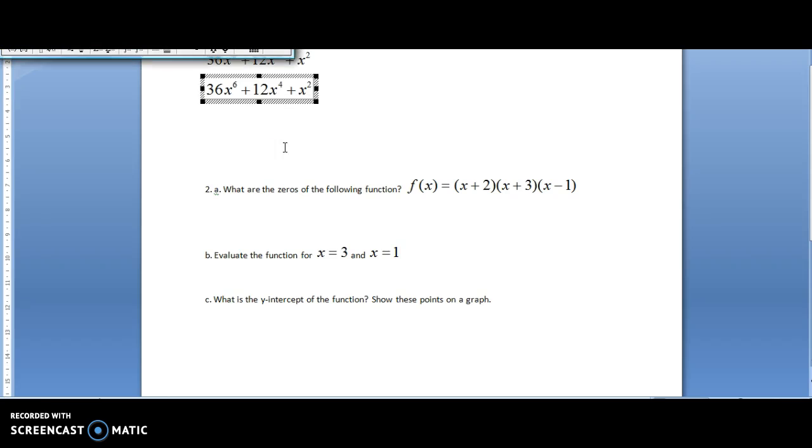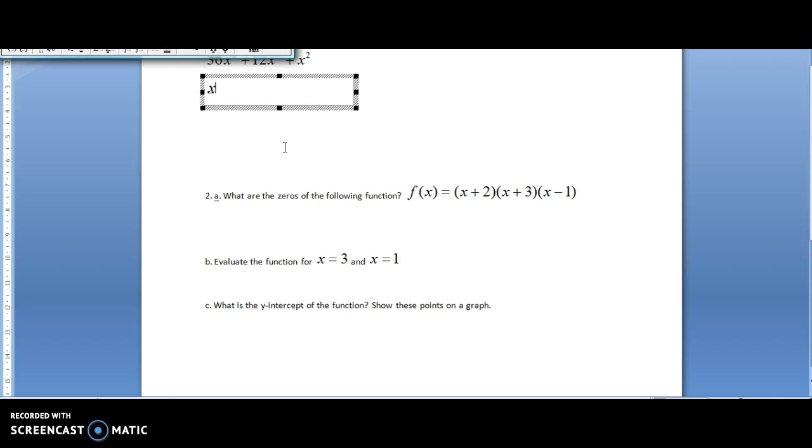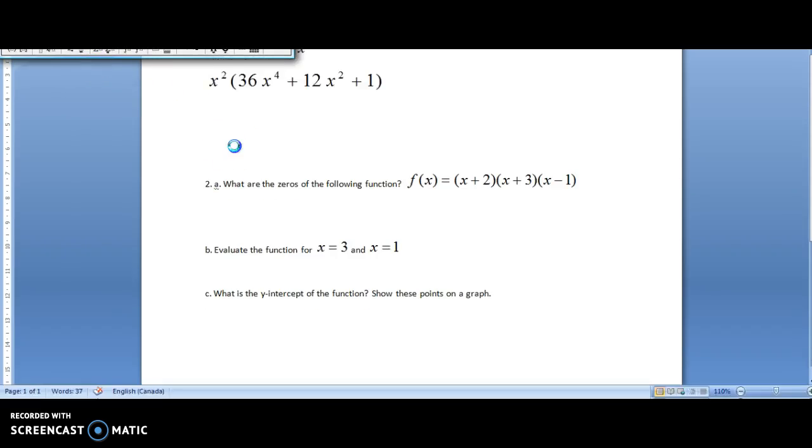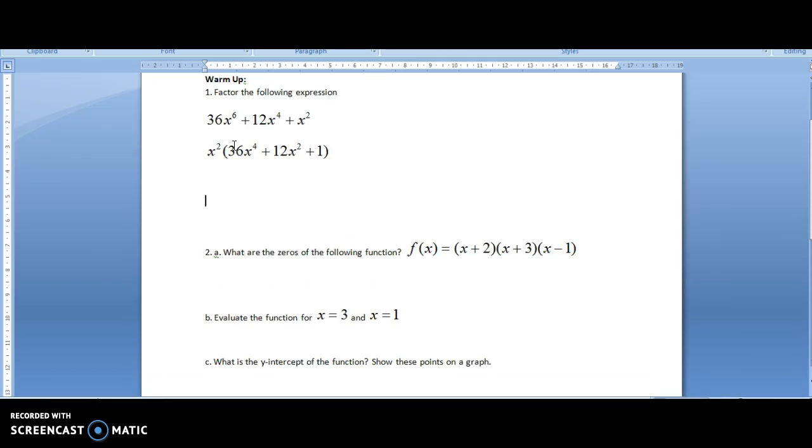And we're going to be left with x squared times 36x to the 4 plus 12x squared plus 1. So look at that expression now. Leave the x squared, the GCF on the left alone. Look at the trinomial you're left with here. Examine the 36 and the 1.